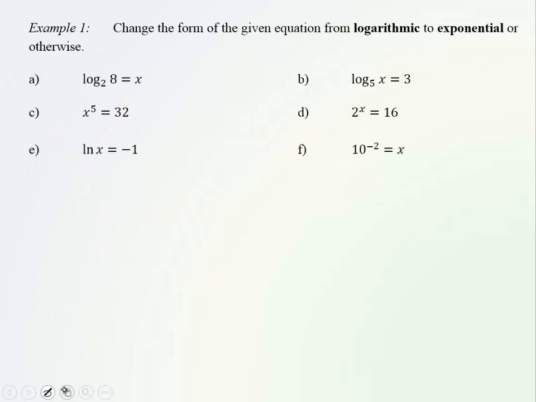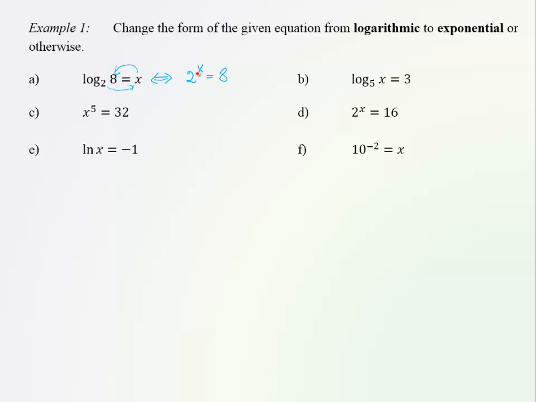Now let's practice on a couple of examples. Change the form of the given equation from logarithmic to exponential, or the other way around. Here we have an equation in logarithmic form. This is equivalent to, and remember, let's encircle this: this equals that. So this is equivalent to saying that 2 to the x equals 8. At this time, we're not asked to solve the equation, just to change the form.